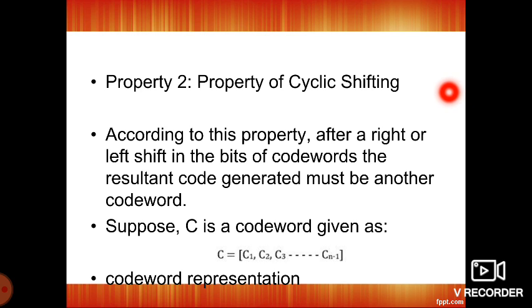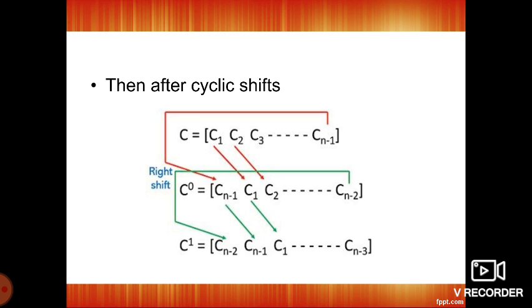To understand the cyclic shift property, consider the code word X equals x(n-1), x(n-2), and so on up to x1 and x0. Otherwise, we can write c equals c1, c2, c3, and so on up to c(n-1). After a cyclic shift, c1 takes the position of c2, c2 takes the position of c3, c3 takes the position of c4, and so on, up to c(n-1) taking the position of c(n-2), and c(n-1) becomes the first position. So the right shift will have c(n-1) first, followed by c1, c2, c3, and so on up to the last bit.